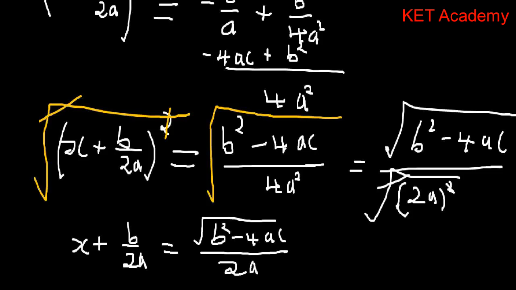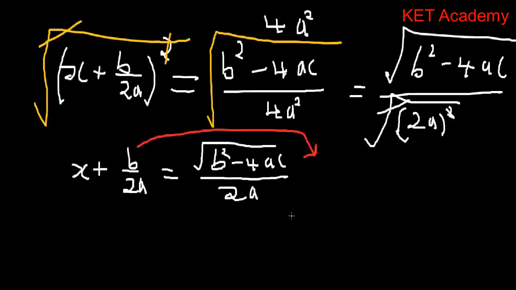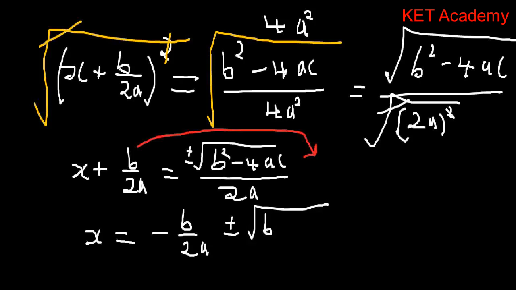The next step we need to do is to transfer this constant term to the right hand side, and doing that the sign is going to change. So we're going to have x now to be equal to, and we should notice that the square root sign will give us a plus or minus value. So this will just give us minus b all over 2a plus or minus the square root of b squared minus 4ac all over 2a.